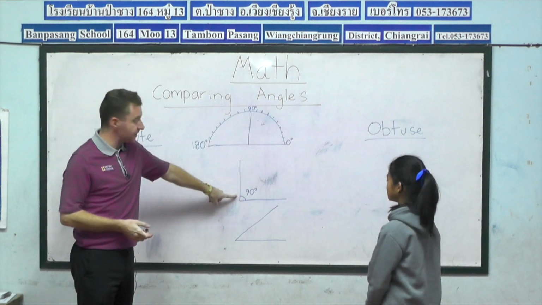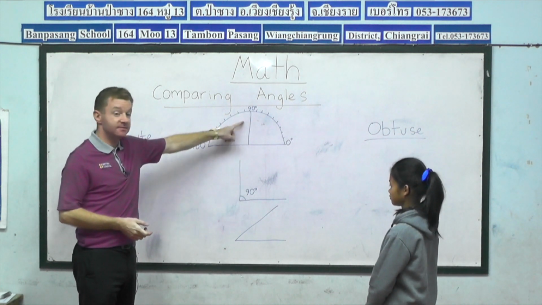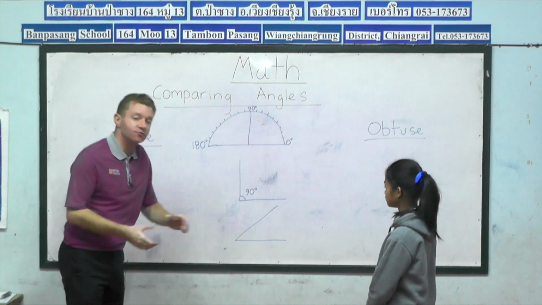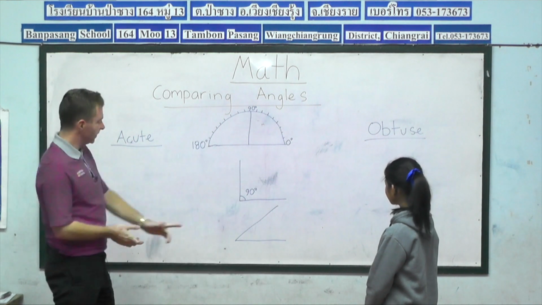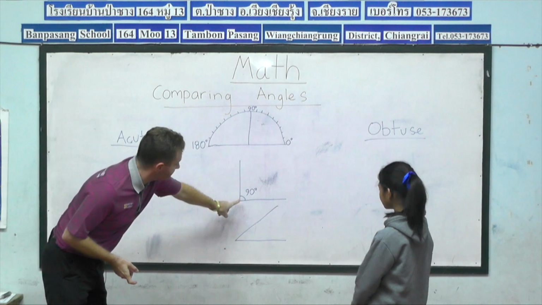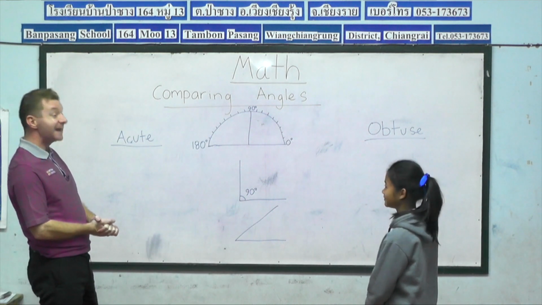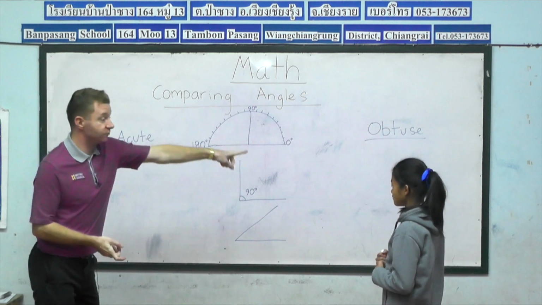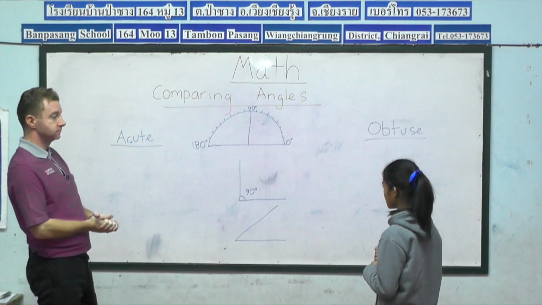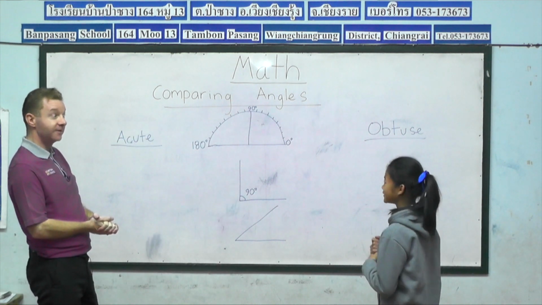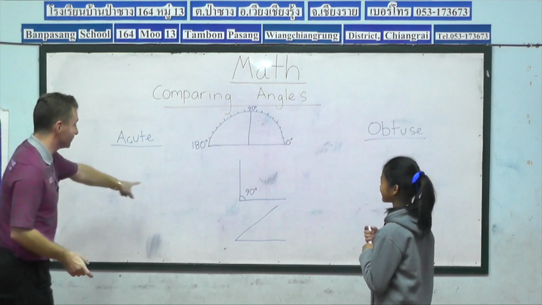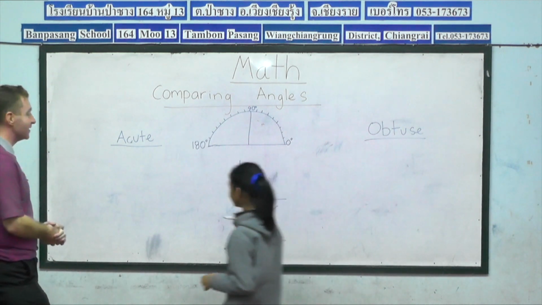Here we have a right angle, 90 degrees. But look at the angle that I have drawn underneath. Dan, is this angle greater than or less than 90 degrees? Less than. So does that make it obtuse or acute? Acute, yes. So can you draw the same angle again in the acute section?